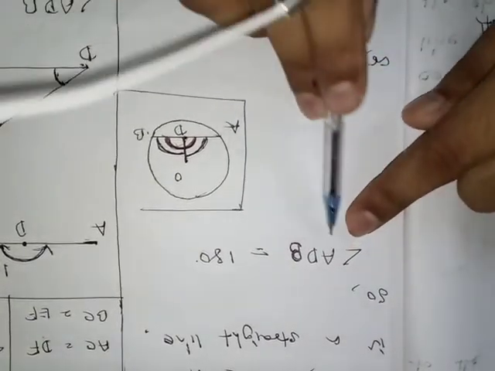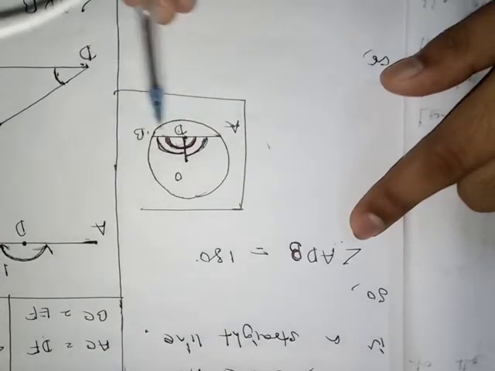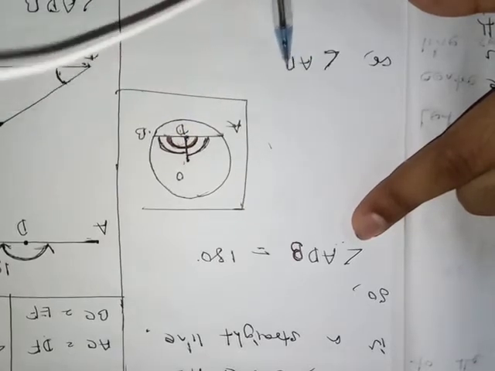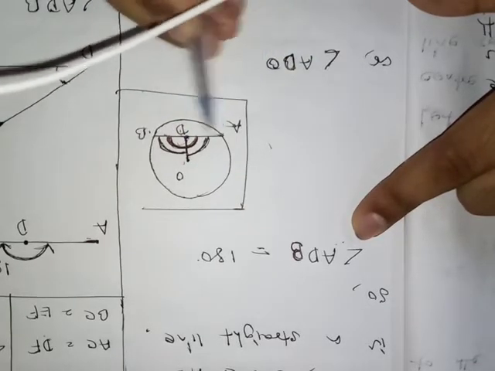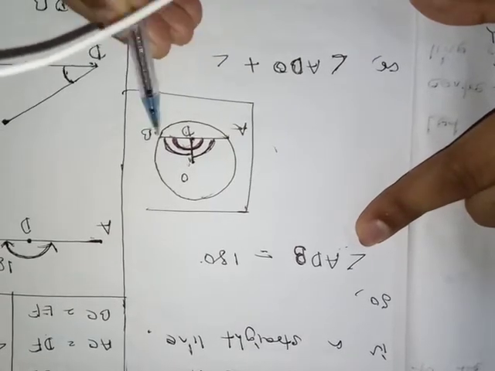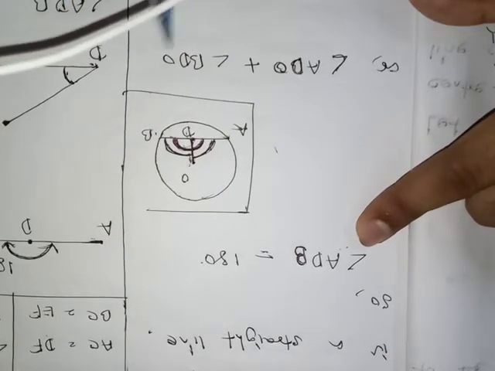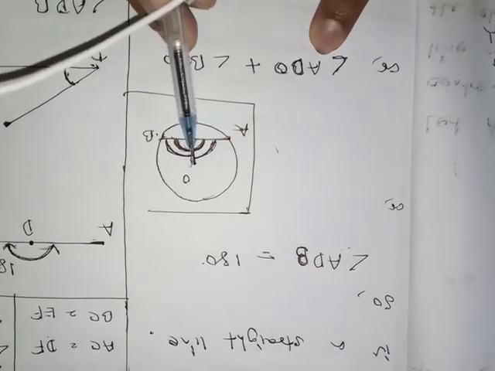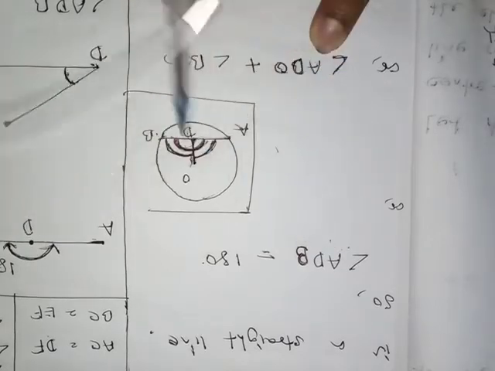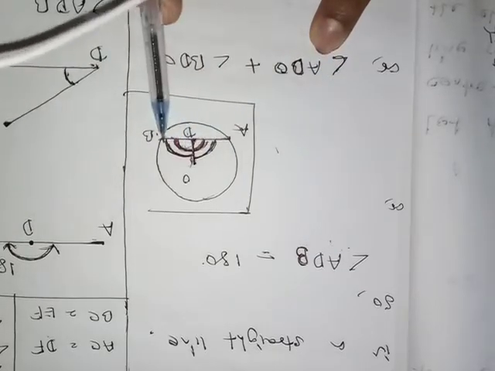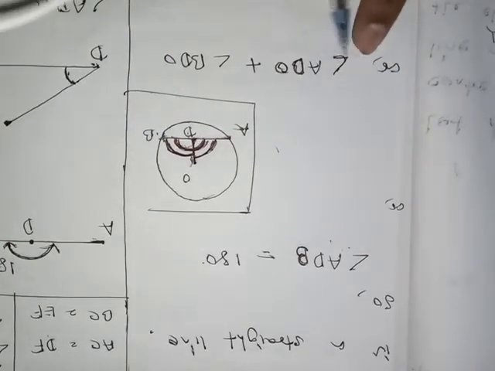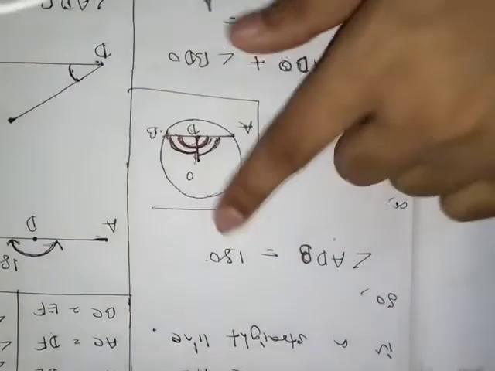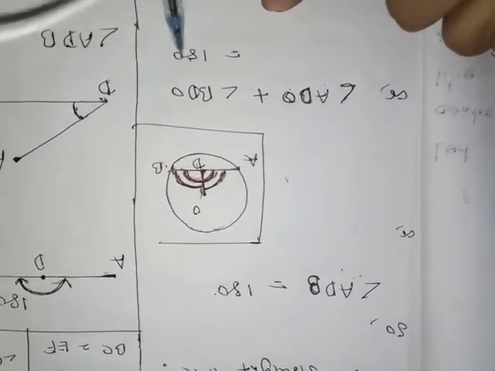So instead of angle ADB, we can write angle ADO plus angle BDO. See, angle ADO plus angle BDO. So this total angle ADB consists of these two angles. That's why I have written angle ADO plus angle BDO instead of angle ADB is equal to 180 degrees.